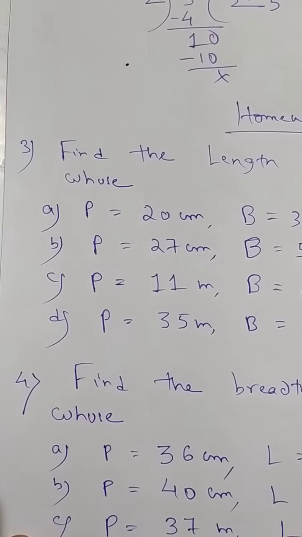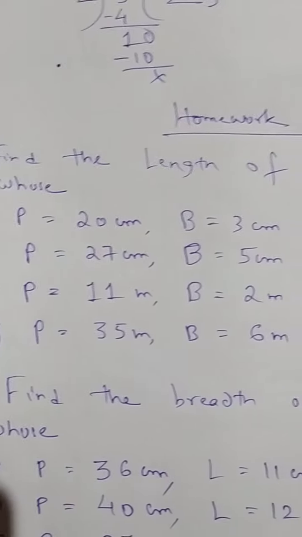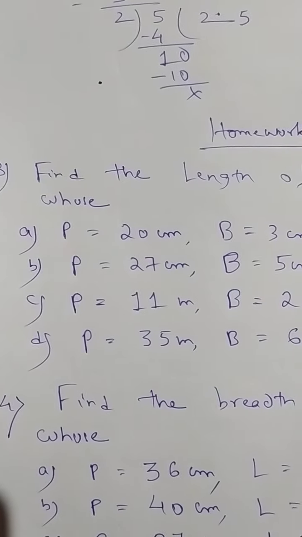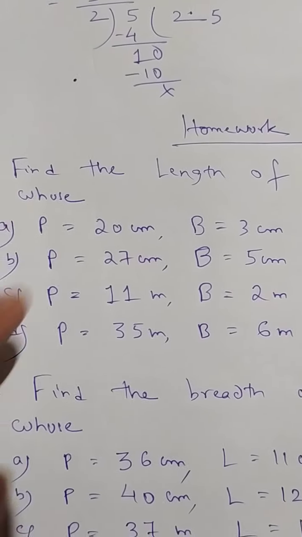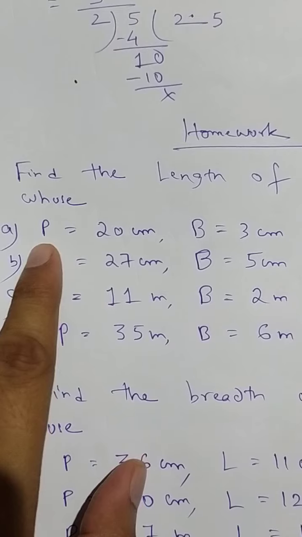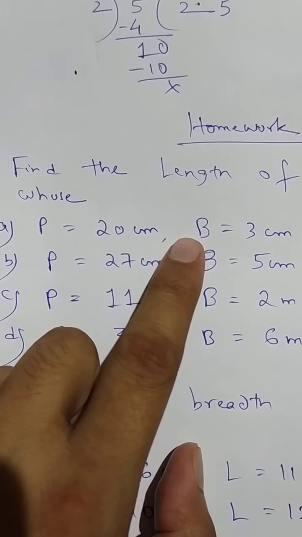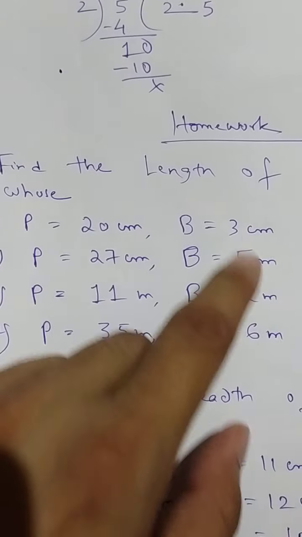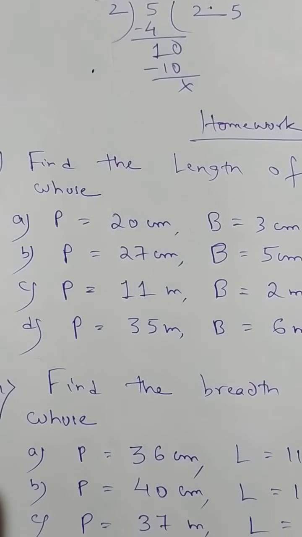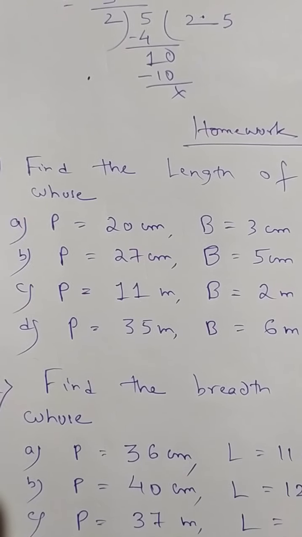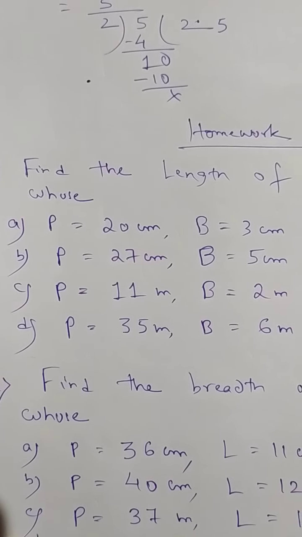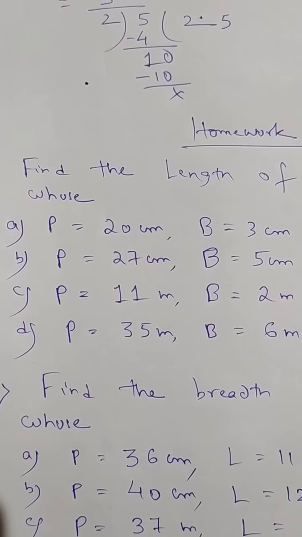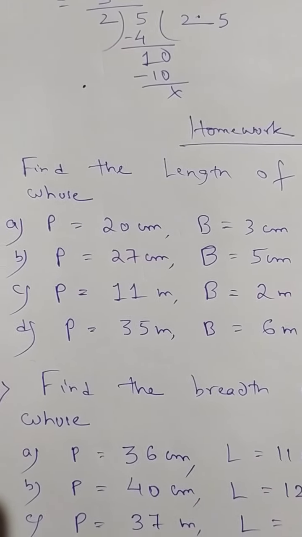So what is the question here? Find the length of a rectangle whose, so here 4 questions are there. You have to find the length, and whose P for perimeter and B for breadth. So whose perimeter and breadth are given. There are 4 questions. So you have to find out the length. So length formula is perimeter by 2 minus breadth. First you carefully go through the videos and then do this one.